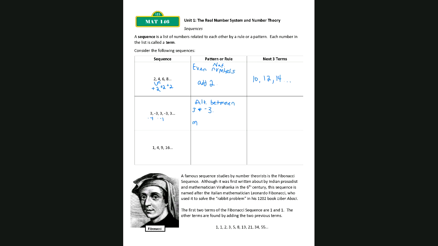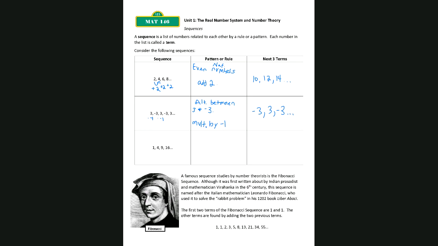So another way we can think about this pattern is to multiply by -1. So if you have one term, the way to get to the next term in this sequence is you just multiply by -1. So we can easily list the next three terms: -3, comma 3, comma -3. And then it goes on from there.